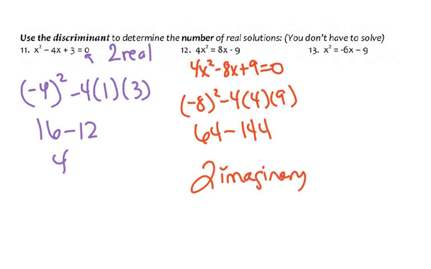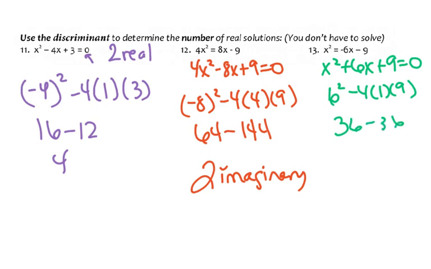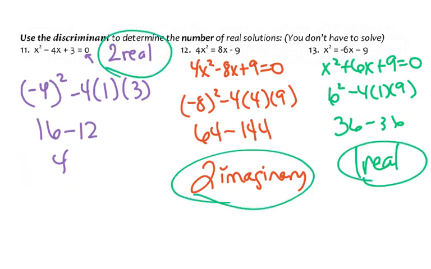And then for number 13, again, get everything to the same side. So I'm going to have b squared minus 4 times a times c. So 36 minus 36, that's equal to 0. So I'm going to have one real solution. And so that tells us how many real solutions.